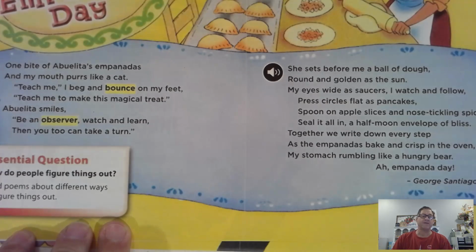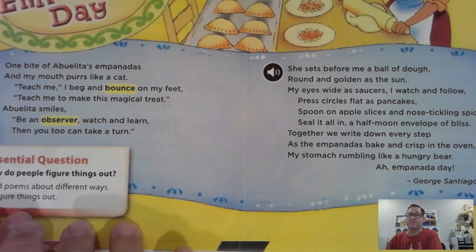One bite of abuelita's empanadas in my mouth purrs like a cat. Teach me, I beg and bounce on my feet. Teach me to make this magical treat. Abuelita smiles. Be an observer, watch and learn. Then you too can take a turn.